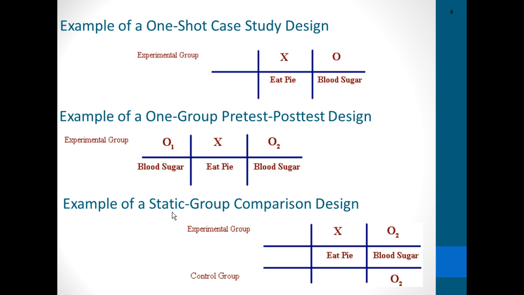With the static group comparison, you have two groups, but they receive a different treatment. So you've got this experimental group and this control group. Here you let your experimental group eat the pie, and over here you test the blood sugar of both the experimental group and the control group. So like I said, these are all considered weaker experimental designs.